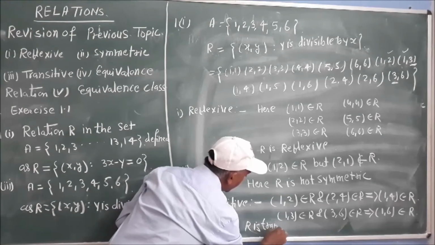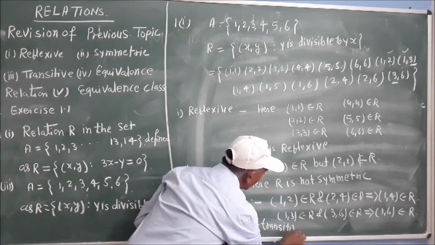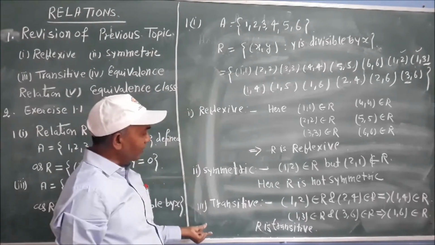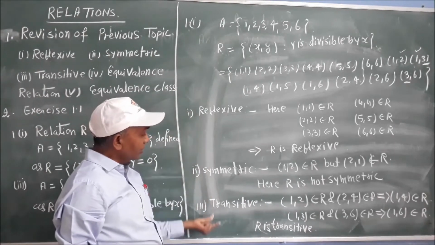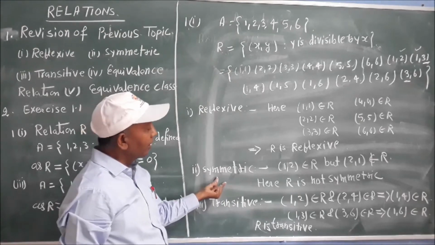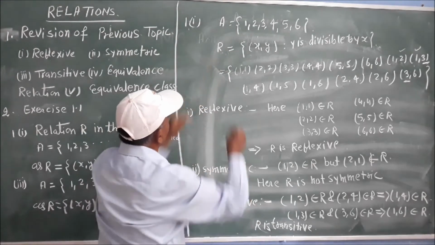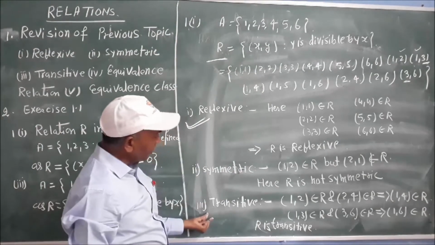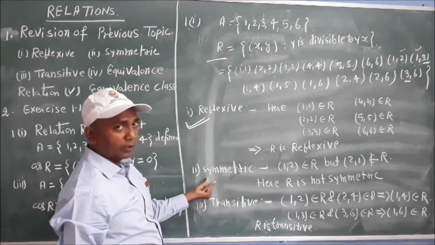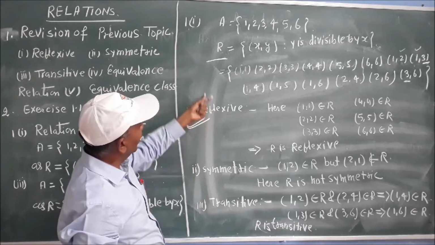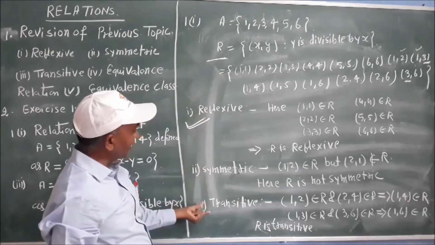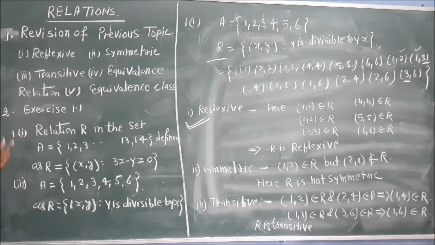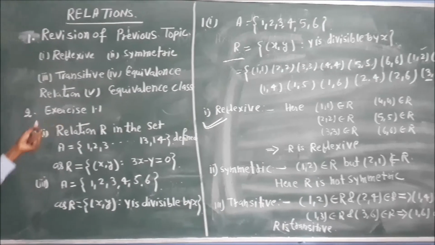So here you can calculate that R is reflexive, transitive, but not symmetric. This relation holds the reflexive property and transitive property, but not the symmetric property. So we have solved the third question of exercise 1.1.